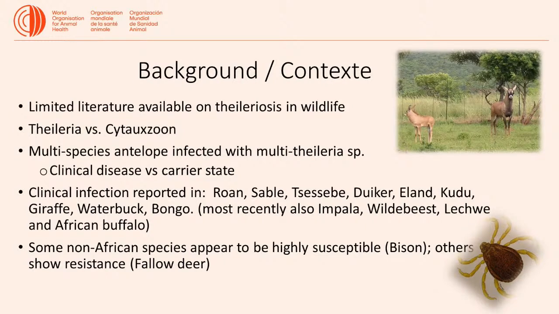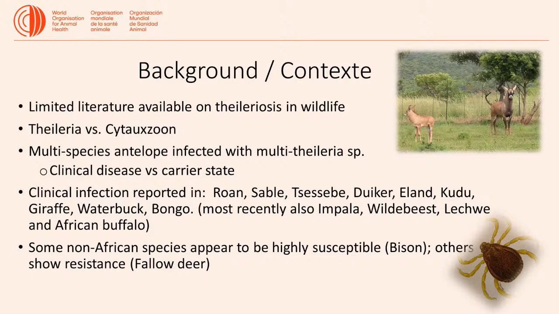When you make the blood smear and you look at it, you cannot tell what species it is, so you don't know what significance it has as well. In the past, people tried to morphologically differentiate between them, but it's not really possible. Today, we use molecular techniques to differentiate between them.